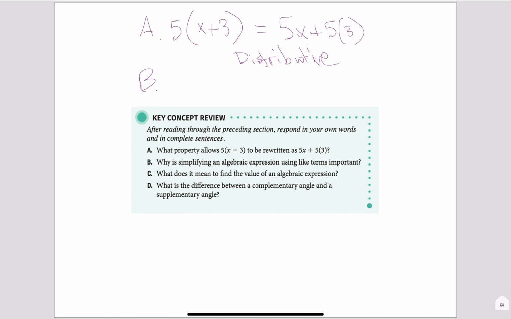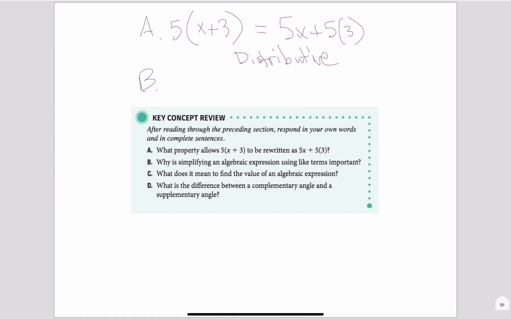Let's go into B. Why is simplifying an algebraic expression using like terms important? Well, if you didn't simplify using like terms, then it wouldn't be simplest. Say you're organizing your closet. If you want to get really organized, you might put all your shirts together, all your pants together, and all your heavier items like your coats together. You do that because they're all like items. They all look a little different, but you know they're all in the same category. And so going together makes things simpler.